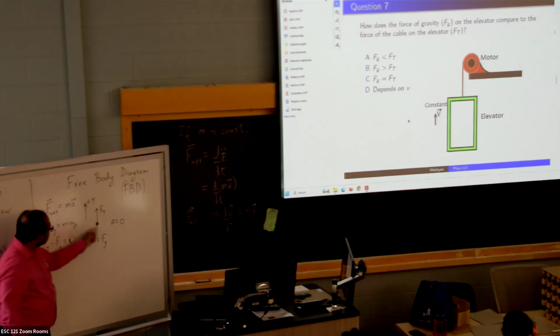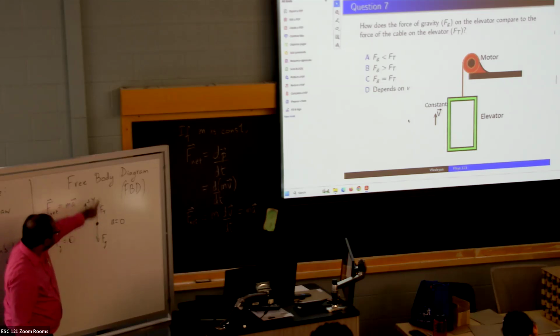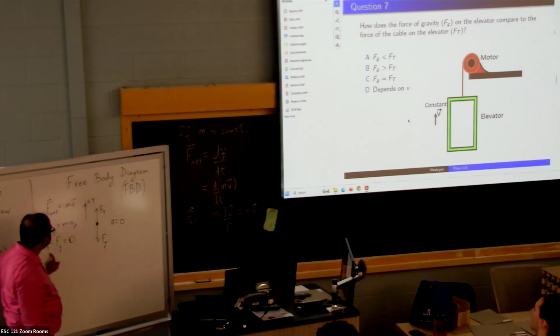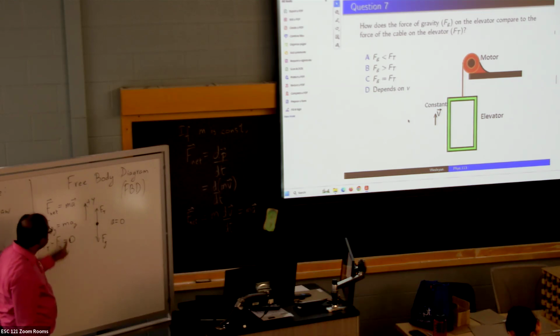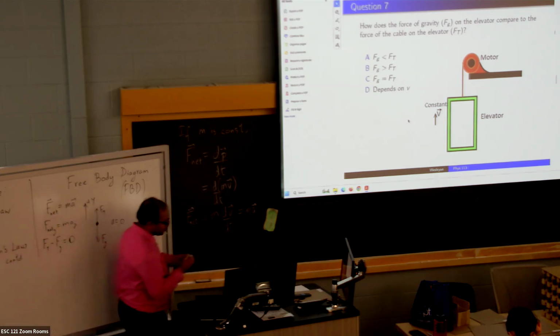When I was looking at the net force in the y direction, F_T is entirely in the positive y direction, so I have plus F_T. F_G is entirely in the negative direction, so I have minus F_G. Notice that these are magnitudes, these are not vectors. You have to be careful about distinguishing between magnitudes and vectors. So F_T minus F_G, and the acceleration is 0, so equals 0. I can say that these two are equal.